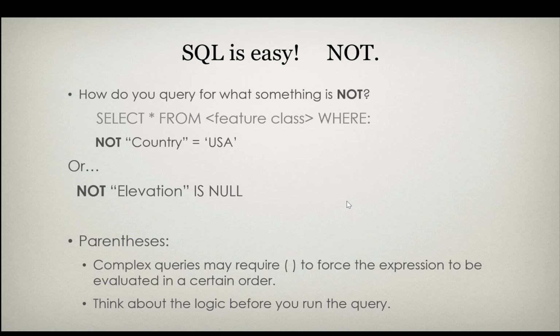One thing that you might want to do with SQL statements is look for what's not equal to something. So rather than selecting everything, you might want to select what's not. So you can use the not operator. If you wanted everything that wasn't the USA, your query expression would be not country equals USA, or not elevation is null. So that's an easy way to find the flip side of what it is. If you're looking for everything except something, you can use not.